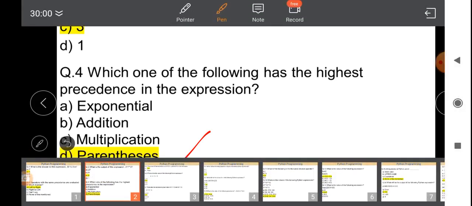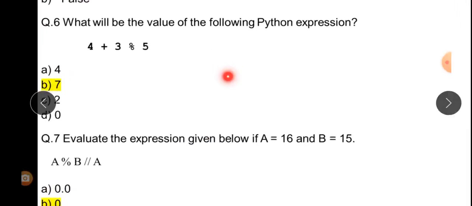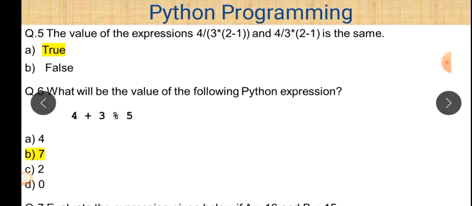Okay, let us take another question, that is question number 5. Now I think it is clear to all of you. The value of the expression (4 / (3 * (2 - 1))) and ((4 / 3) * (2 - 1)) here.